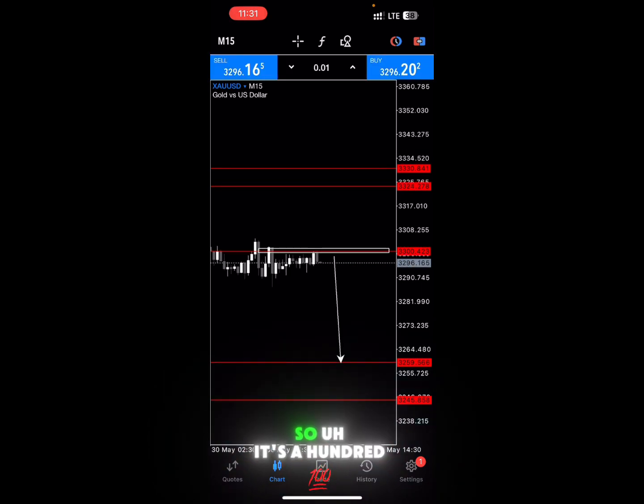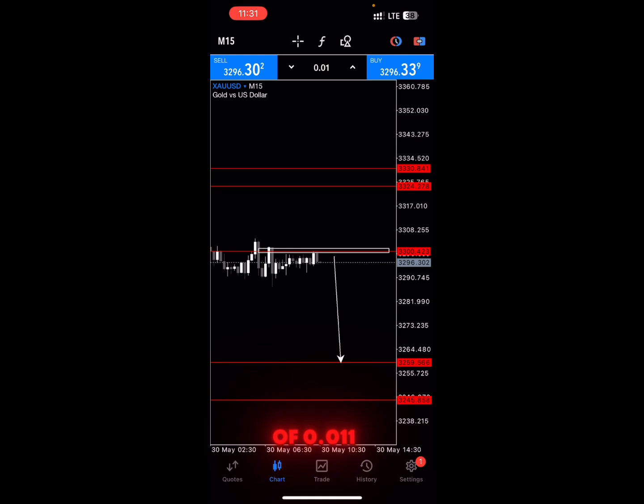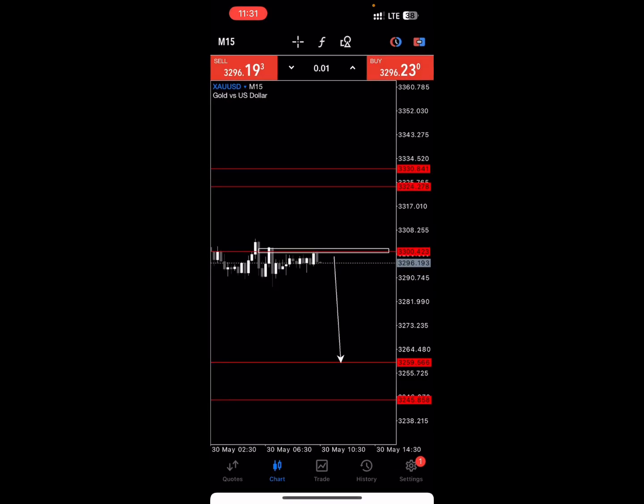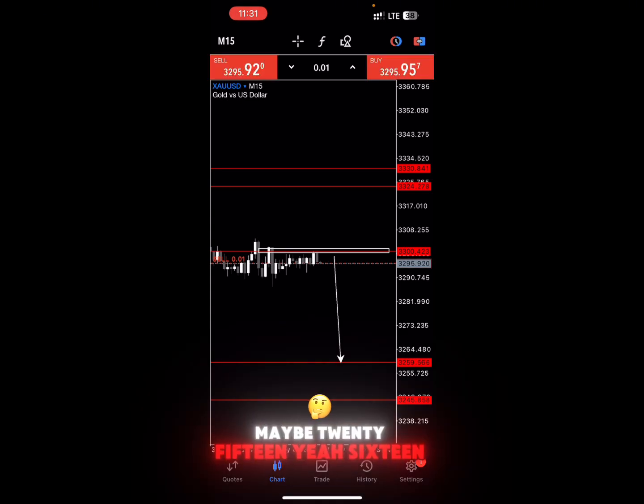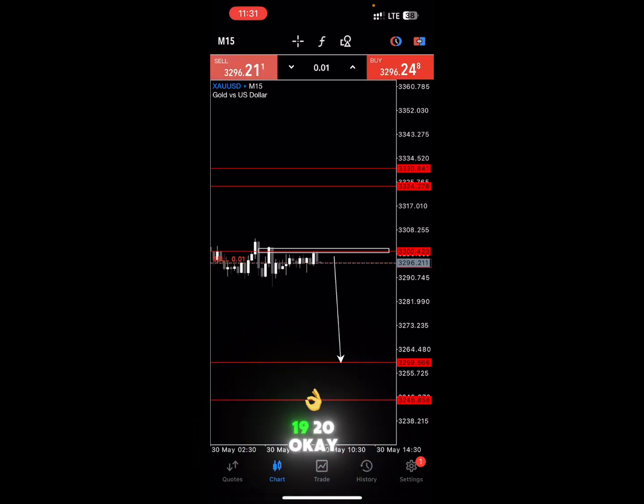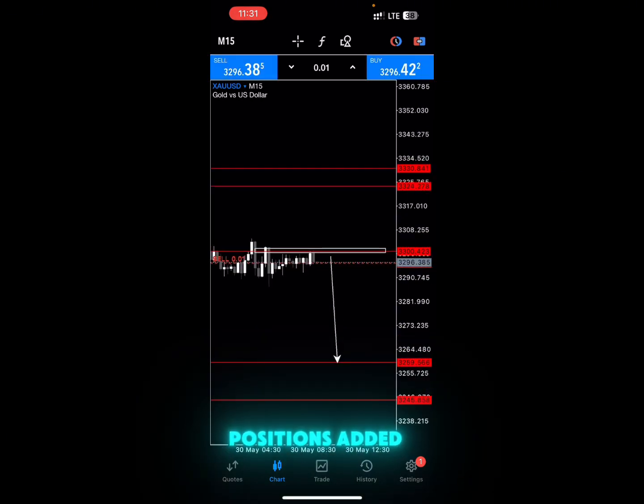So it's a $100 account. Let's put 15 positions of 0.01. 1, 2, 3, 4, 5, 6, 7, 8, 9, 10, 11, 12, 13, 14, 15, or maybe 20. 16, 17, 18, 19, 20. Okay, so there we go. We have a few positions added.